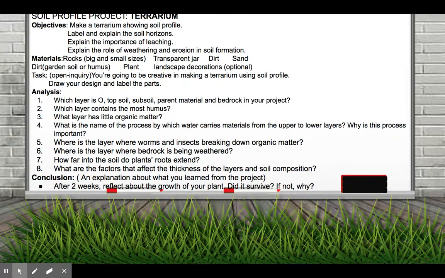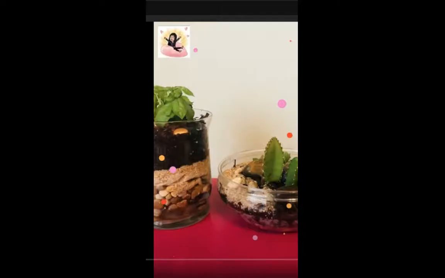After 2 weeks, you're going to reflect about the growth of your plant. You're going to explain if it survived, if not, why, and you're going to share your output in Canvas. Now let's watch the video that I made for you on how to make a terrarium showing a soil profile. After watching the video, you can now gather all the materials for the project.